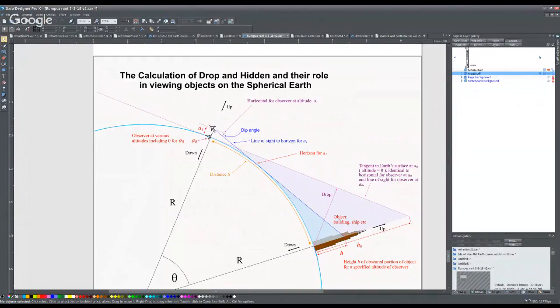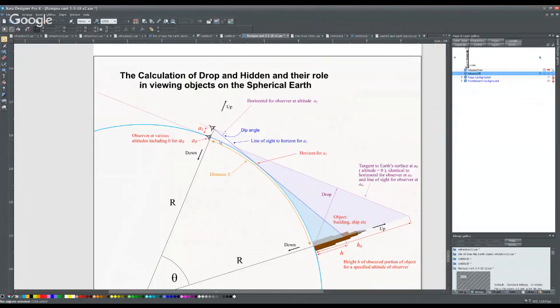So here we have an observer at A1, at an altitude slightly higher, looking down at this building here. For the observer at A0, the drop actually obscures this building completely. The obscured area is the part in color here. When you're at this height, looking at the horizon, you can see part of this building, the H value.